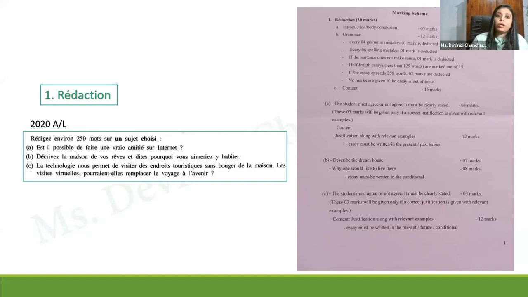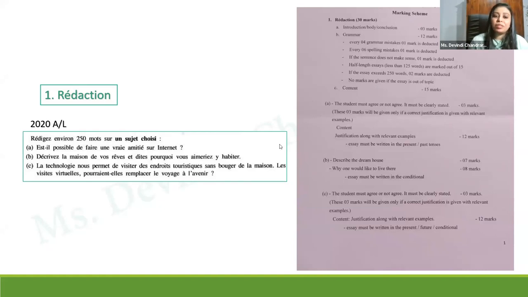Because they don't have too much time. So make sure that you are not exceeding the limit, right? Otherwise, the examiner won't check the last part of your essay because they want to save their time, right? So make sure that you follow the instructions well and write a proper essay with an adequate number of words. And no marks are given if the essay is off topic.